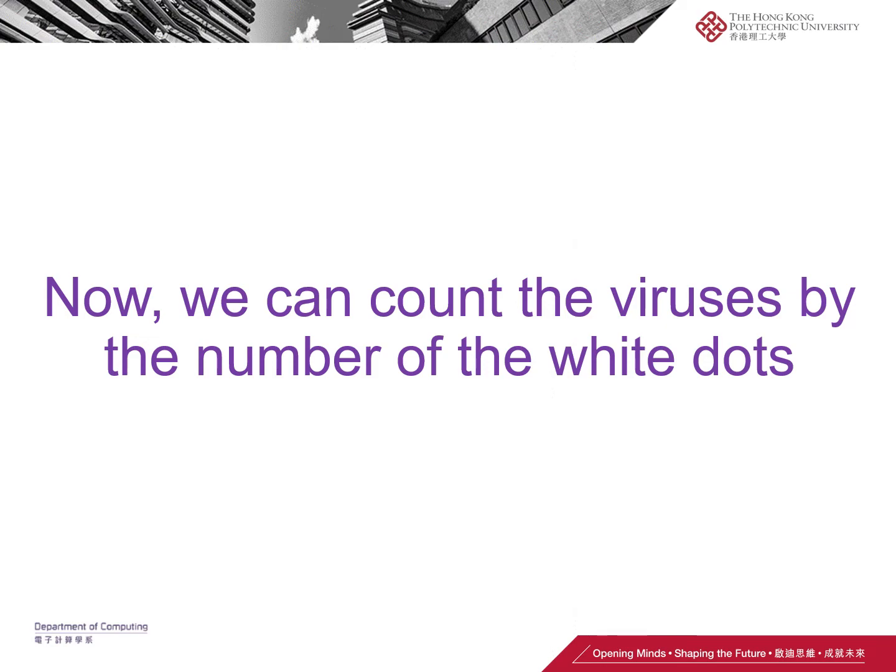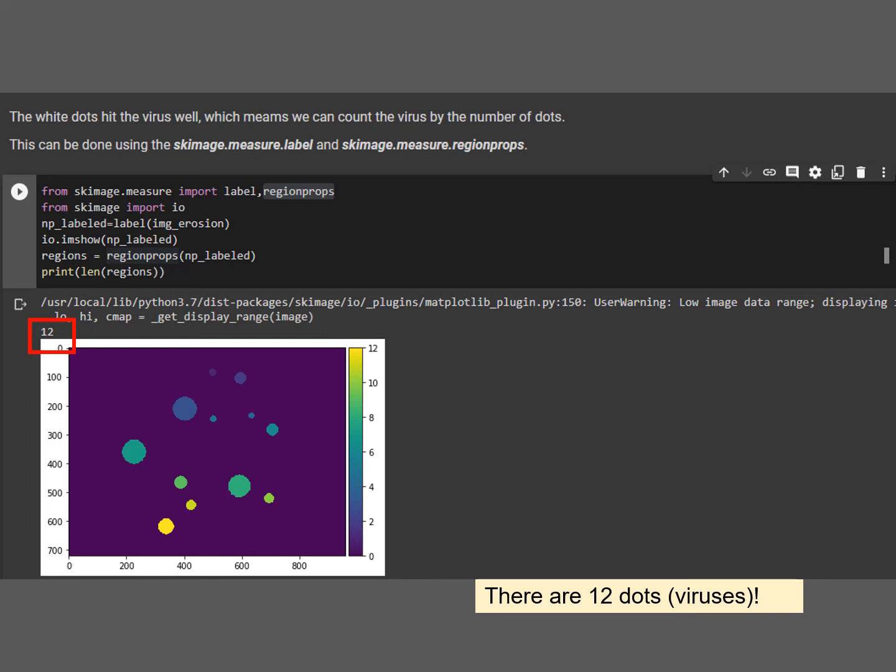As I mentioned, we can count the white dots. So here is a function we can use. It's shown here. It will help you label each connected part in that image with a different color. Actually, this works not necessarily for dots; it could work for any connected shape. It will assign one specific color to each connected part. For example, if this is a connected part, it will be assigned a different color here. After that, it returns a number like what's shown here. It's 12. So in that case, we know there are 12 dots. Then we know there are 12 viruses in that image.